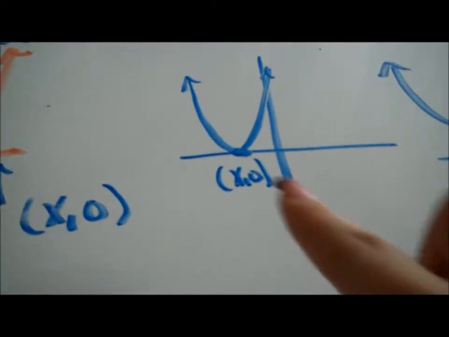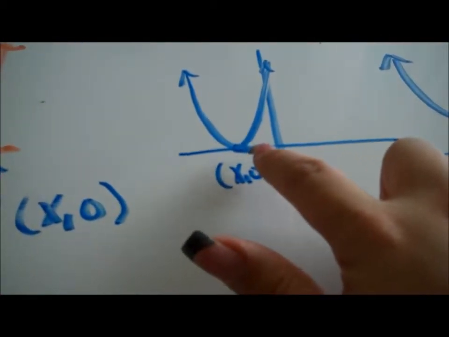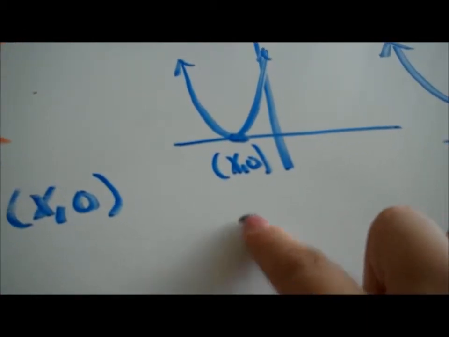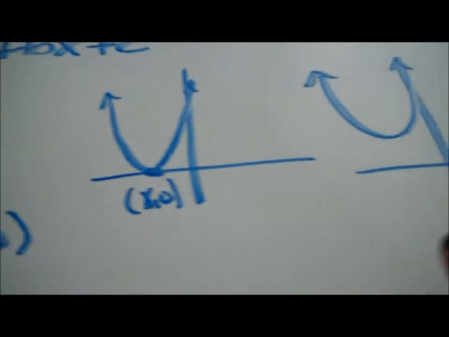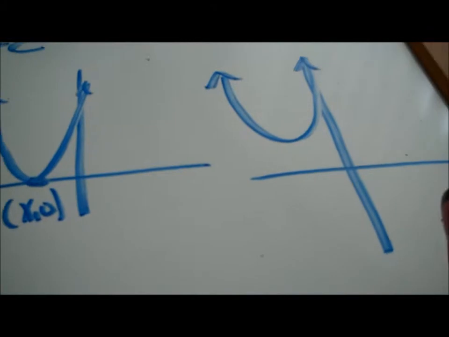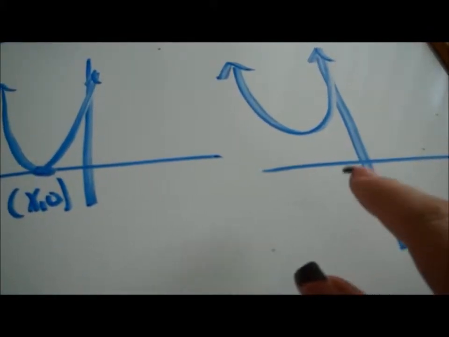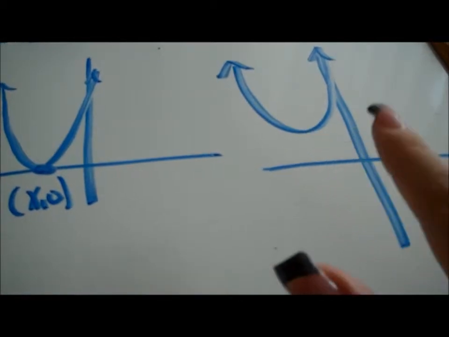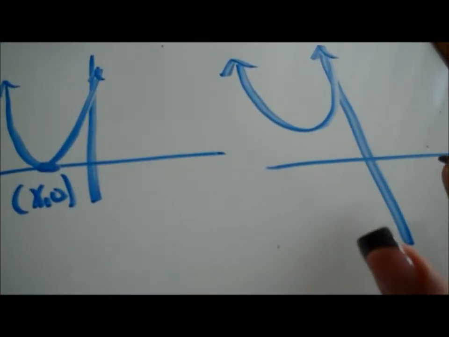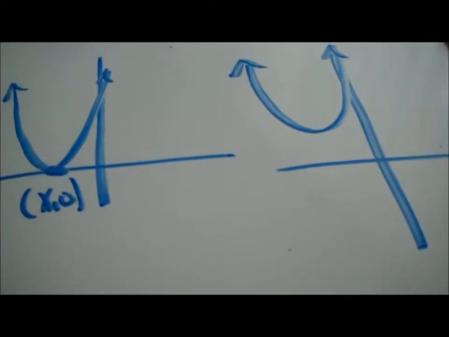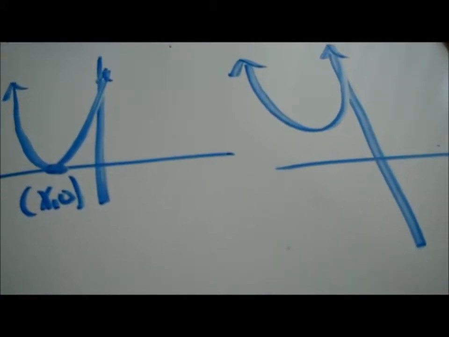Another scenario will be that it intersects the x-axis only once, so therefore this would have 1 solution. And then this third one over here off to the side is an example of where the quadratic equation will not intersect the x-axis at all, so therefore it would have no solution.